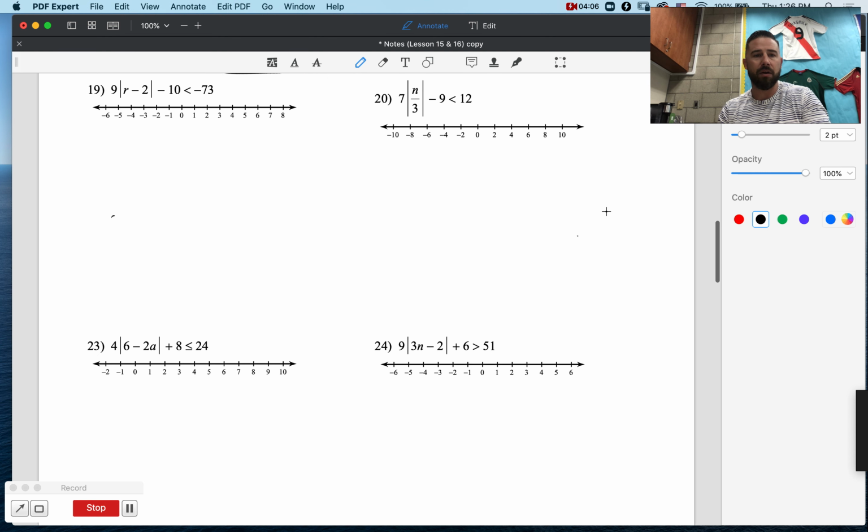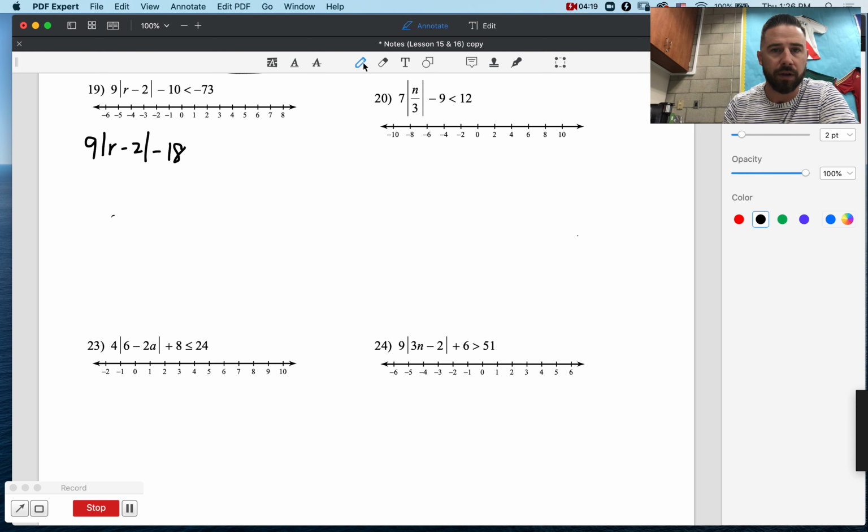Okay, so now down on 19 is where we're really going to get into the meat of the new part of the lesson. So I want to rewrite this: 9r minus 2 minus 10. Gosh darn it, I said 10, not 18, right?